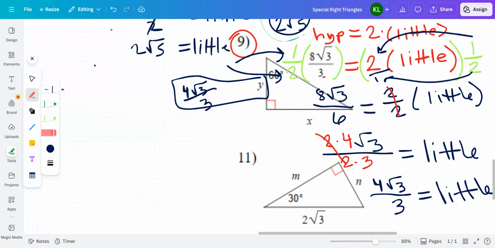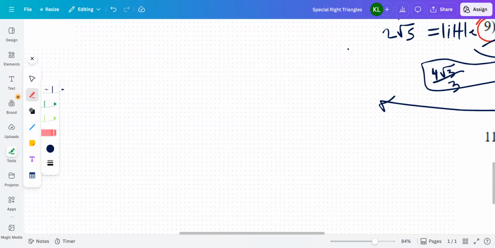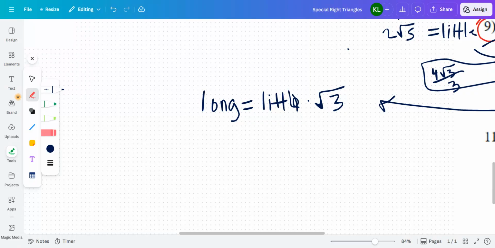And then our long leg, we know that our long leg is simply our little leg times the square root of 3. I'm going to bring this way over here because I don't have a lot of space. So our long leg is equal to our little leg times the square root of 3. I don't know why my L's keep looking like 6s. I guess because I'm not lifting up. Anyhow, we're trying to figure out what that long leg is.